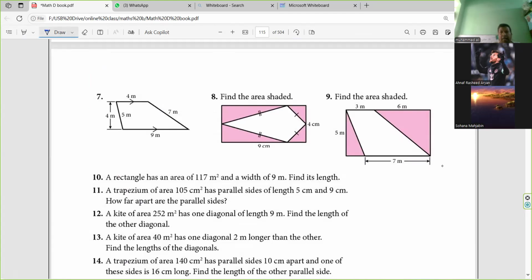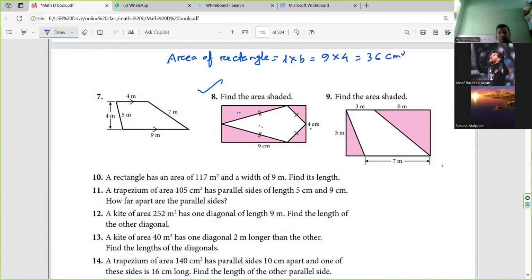Like question number 8, find the area of the shaded region. You see, the whole thing is a rectangle and inside there is a kite. So at first you have to find the area of the rectangle. Rectangle equals length into breadth. Length is 9, breadth is 4, so 36 centimeters square.